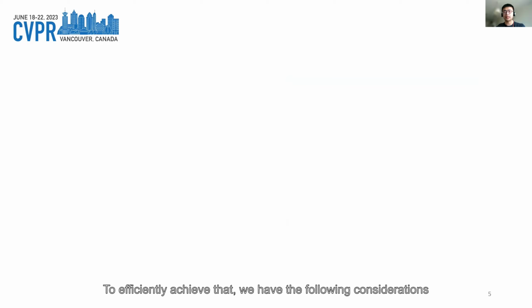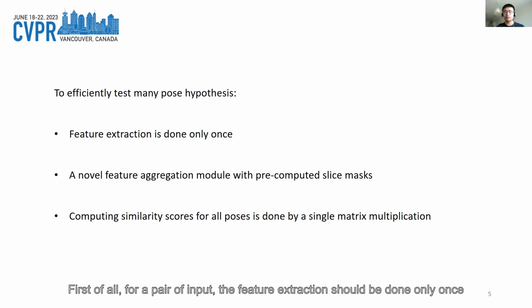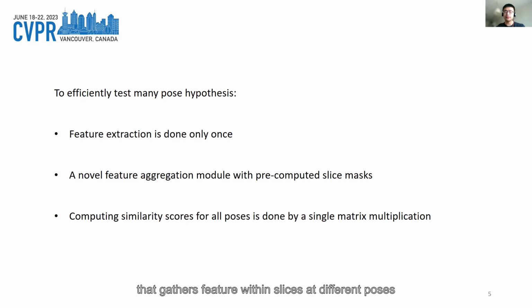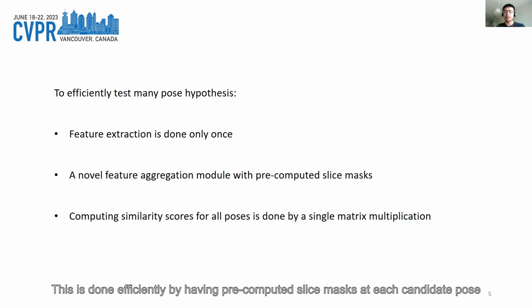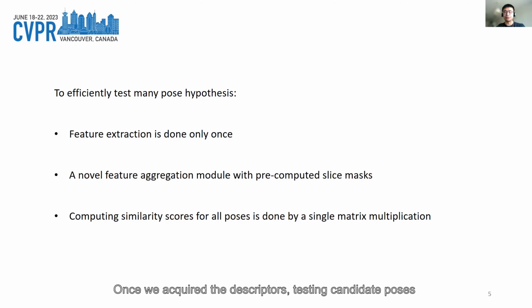To efficiently achieve that, we have the following considerations. First of all, for a pair of input, the feature extraction should be done only once, independent from the number of poses we want to test. After feature extraction, we propose a novel feature aggregation module that aggregates features within slices at different poses. This is done efficiently by having pre-computed slice masks at each candidate pose. Once we acquired the descriptors, testing candidate poses is done by matrix multiplication, which is highly parallelizable.